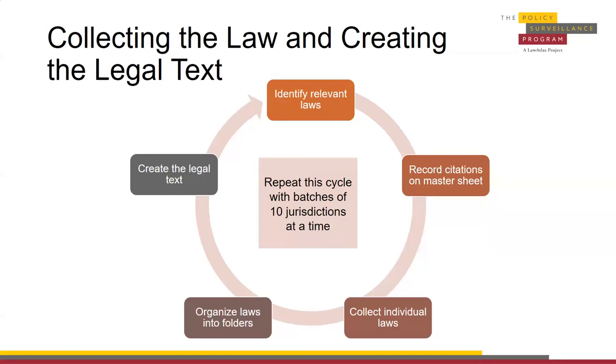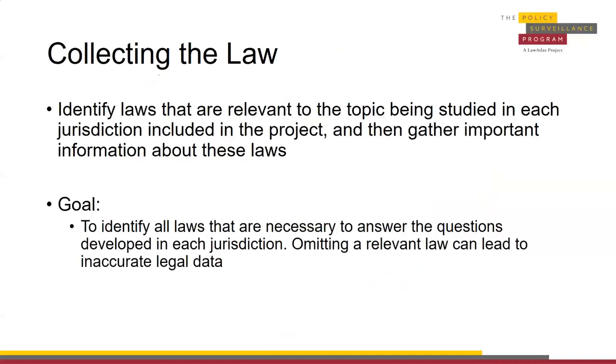So this is the collecting the law process. Again, it's a circle because it's iterative, this process. As we said, you do it in batches, and you're going to have to go back and redo it over and over as you go through. Collecting law itself is the process of identifying laws that are relevant to the topic being studied in each jurisdiction included in the project, and then gathering important information about these laws. The goal is to identify all the laws that are necessary to answer the questions developed in each jurisdiction. Omitting a relevant law can then lead to inaccurate legal data. So again, it's important that we want to capture all of the laws that are relevant to answering the questions that we've created in this process.